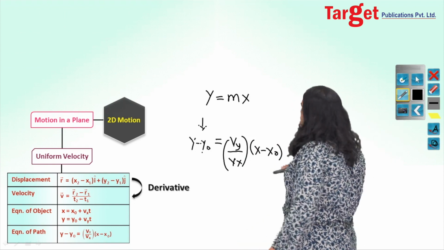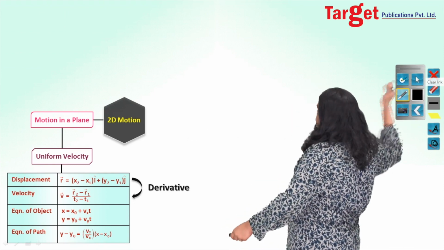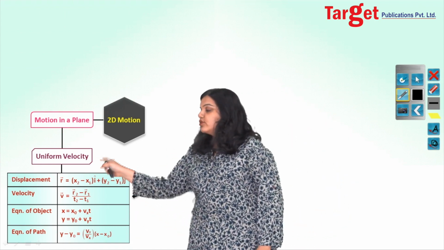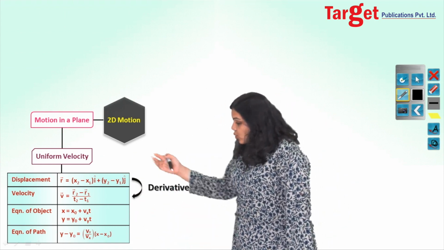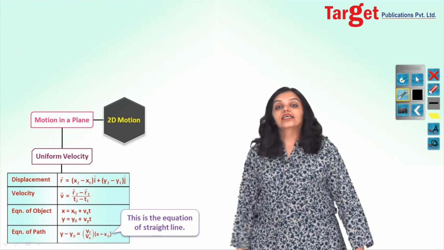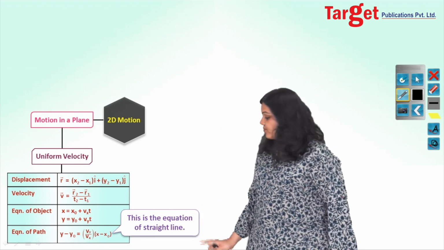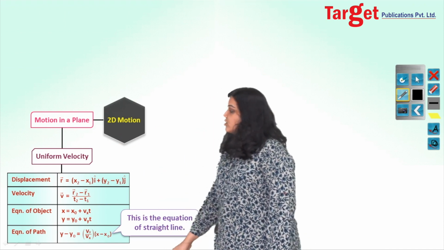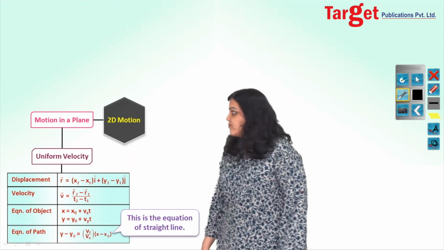and therefore I can say that the motion of an object in 2D is nothing but a straight line when it is moving with uniform velocity. So I can say that the equation of the path in 2D when it has uniform velocity is a straight line. So this was some terms related to motion in a plane when the object has uniform velocity.